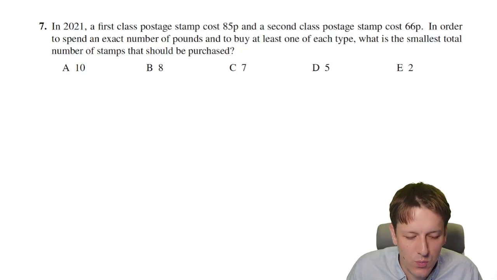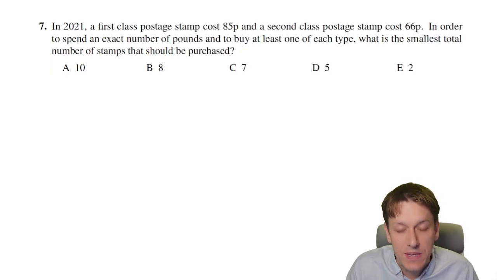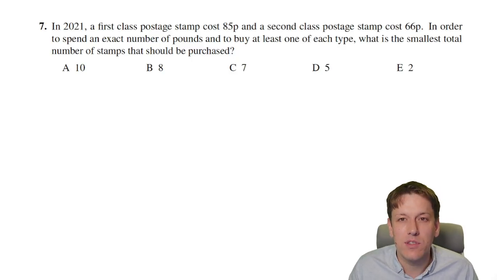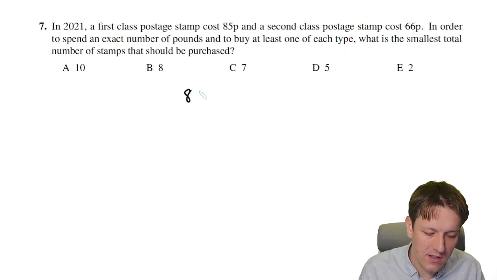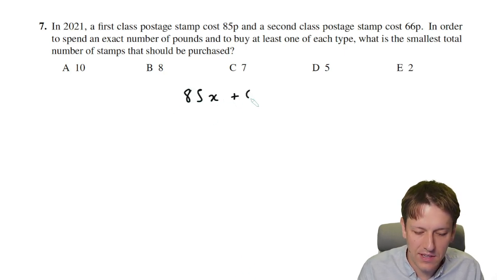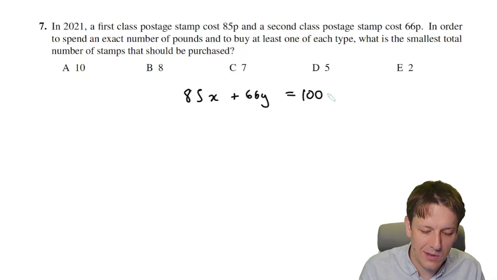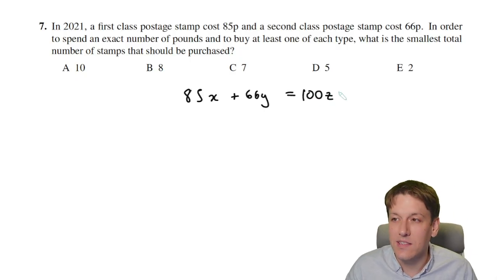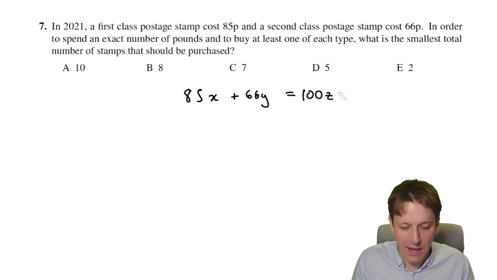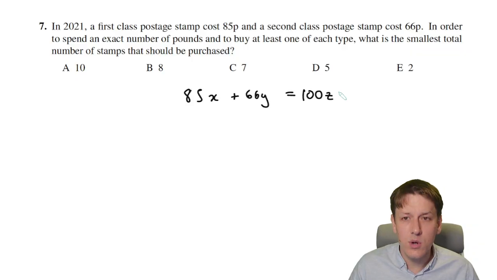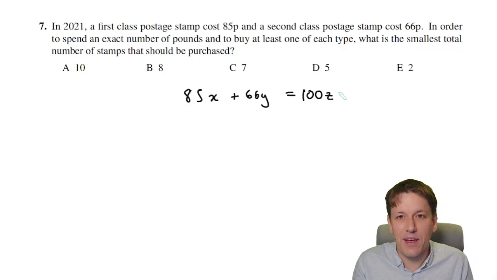So in this question we need to take a certain number of 85p stamps and a certain number of 66p stamps and get a whole number of pounds, i.e. a multiple of 100 pence. So we could write down an equation here that 85x plus 66y is equal to 100z perhaps, where x is the number of 85p stamps, y is the number of 66p stamps, and z is the number of pounds that we've spent in total. Now, we are helped a lot here by the answers not being too large, and I'll show you what I mean by this.